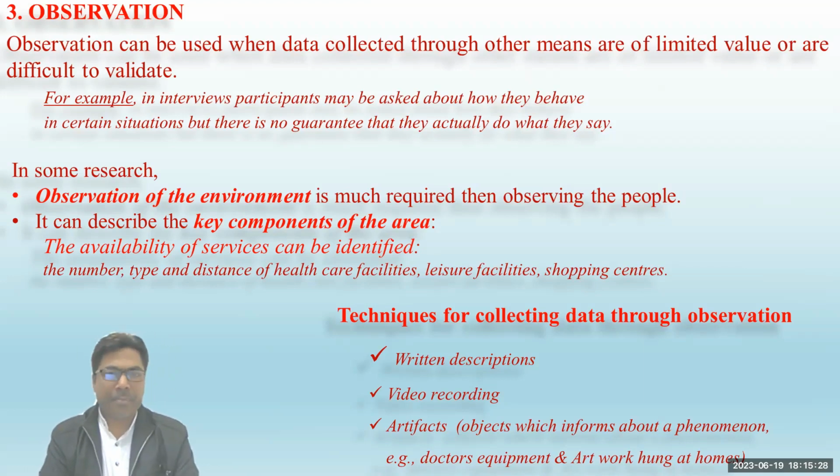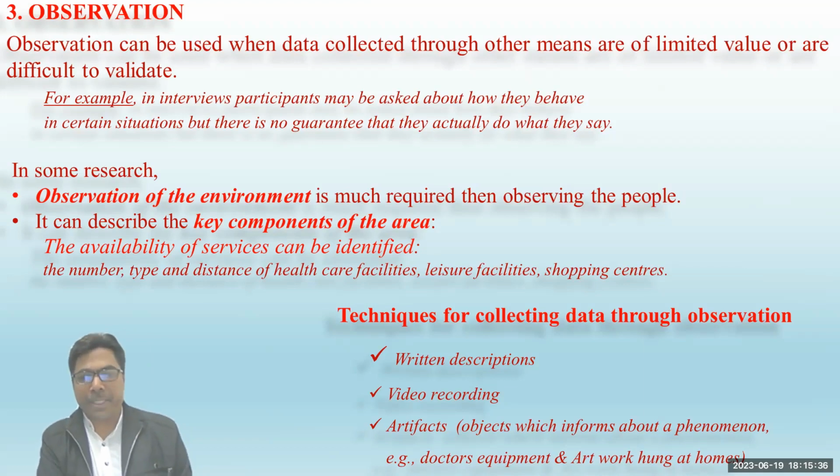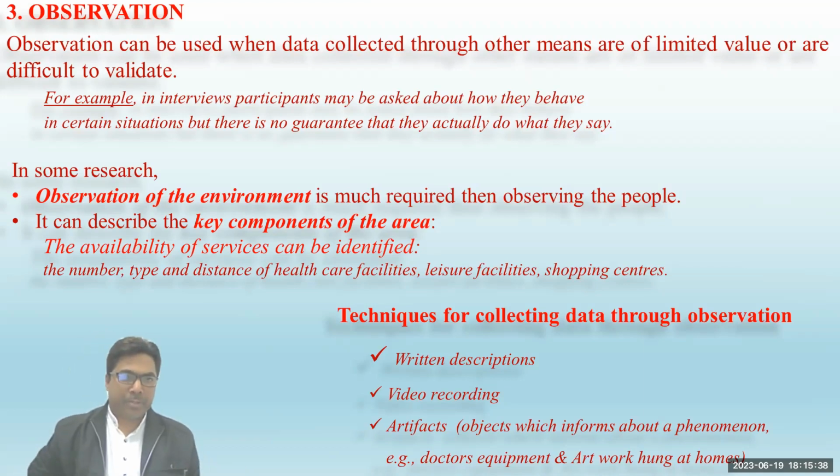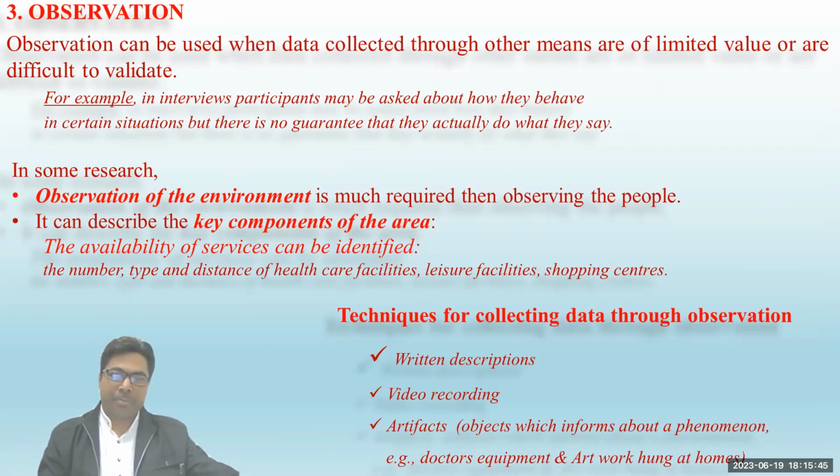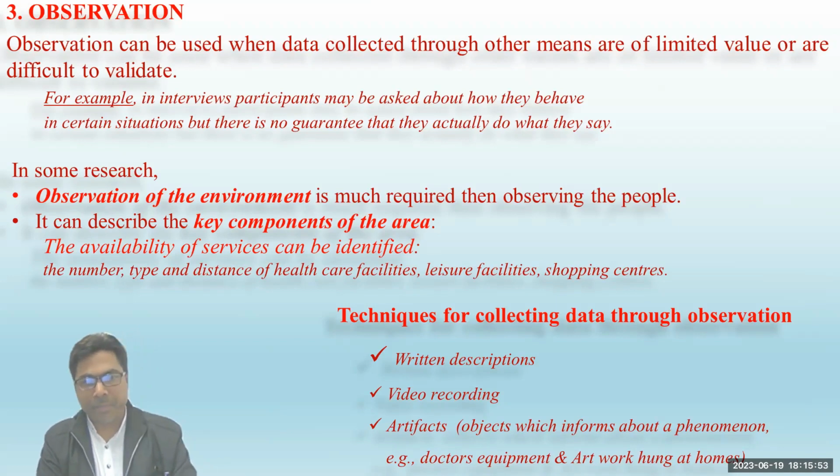For example, an interview participant may be asked how they behave in a certain situation, but there is no guarantee that they actually do what they say. So usually what we do, we try to use the observation method. We do not observe the participant here. The main objective of this method is that we try to observe the environment.